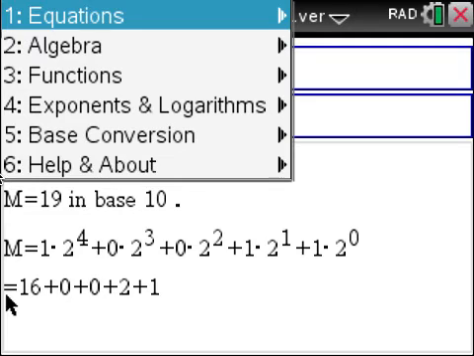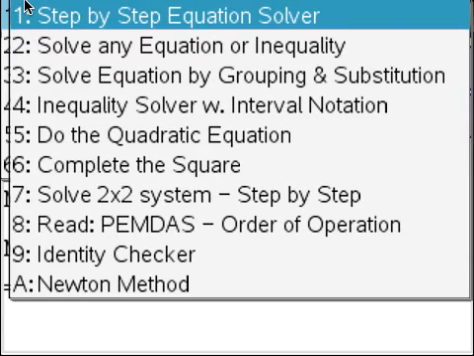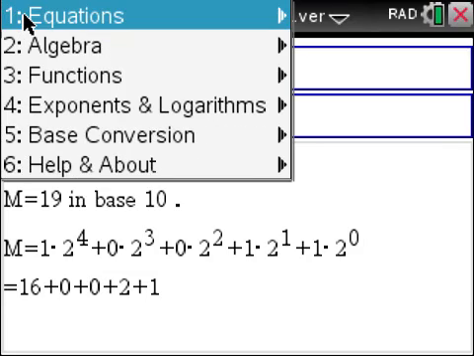Of course, we have our help and about section down here. We're always a phone call, text away, whatnot. And yeah, so this app covers equations, algebra, functions, exponents, logarithms, and base conversion.